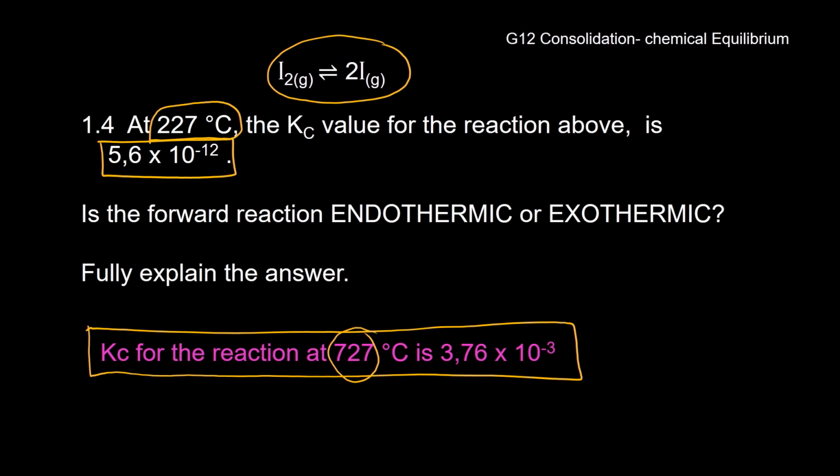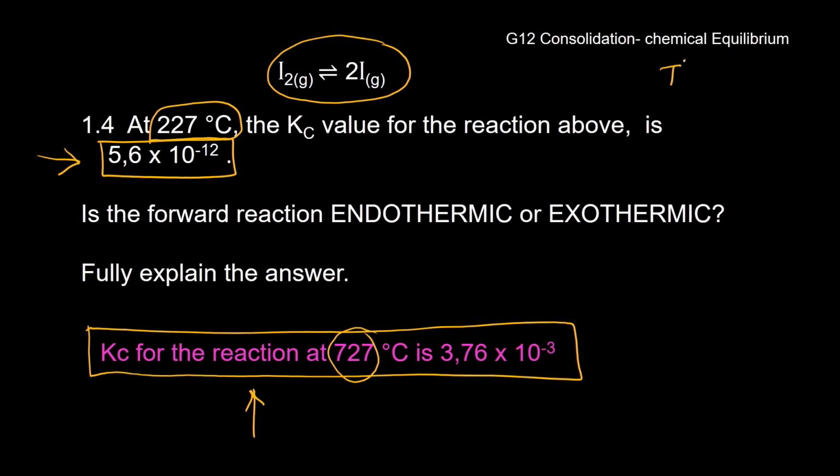So this is the initial temperature of the reaction. They're now telling us that something has happened. And what has happened is a decrease in temperature. So our temperature has decreased. How do I know that? Because we started off with 727 degrees Celsius, and the temperature is now at 227 degrees Celsius. It has decreased.